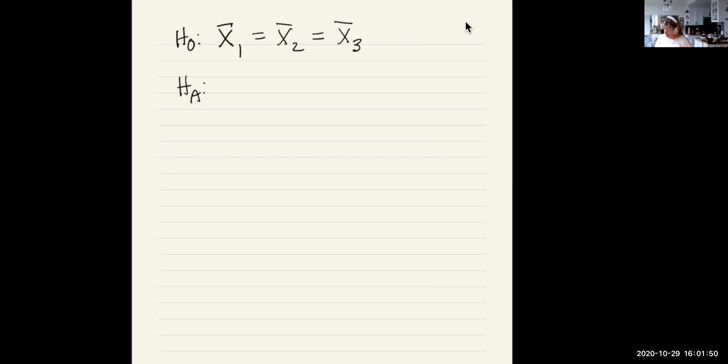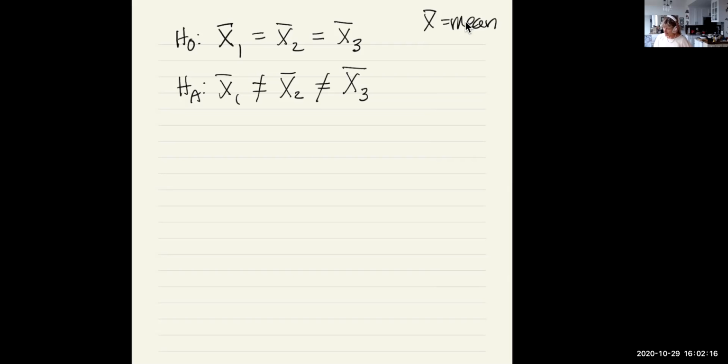But our alternative hypothesis will be that they are not equal. So x with the bar, that equals the mean or the average. The mean is the same as the average. So this is our hypothesis. Our alternative hypothesis is that the means will not be the same.